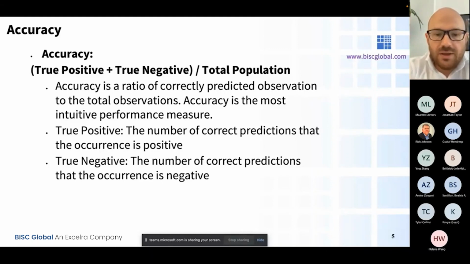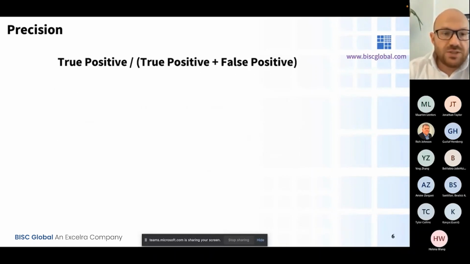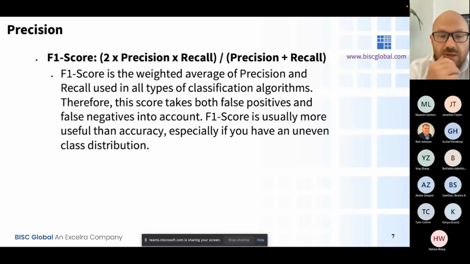I think we are also all very familiar, and we are using that very often in a lot of science, life science projects and problems. So precision, on the other hand, is defined as true positive divided by the sum of true positive plus false positive. Again, this is a definition, and then we can use precision and recall to come up with some sort of harmonic average of those two quantities, and then we can derive the F1 score.